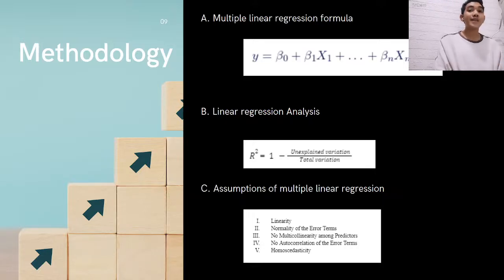After that, we go to the assumptions of multiple linear regression: linearity, normality of the error terms, no multicollinearity among predictors, no autocorrelation of the error terms, and lastly, homoscedasticity.